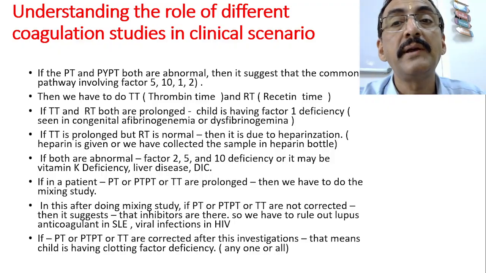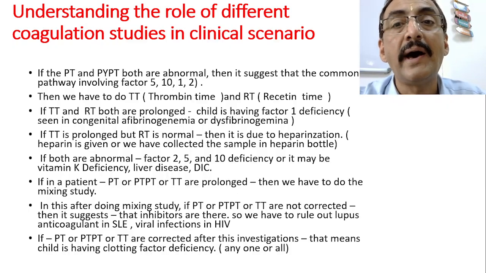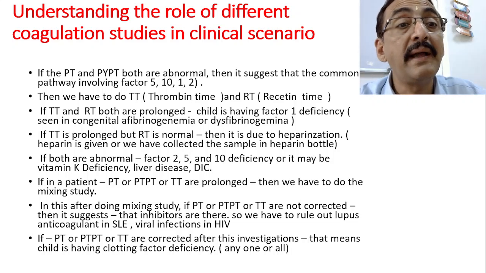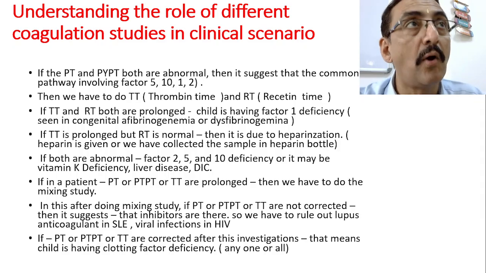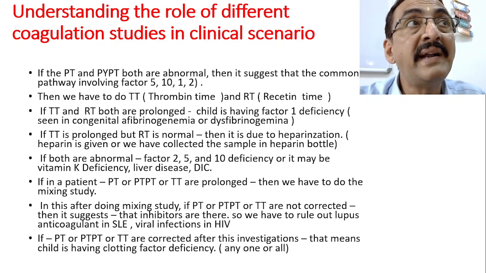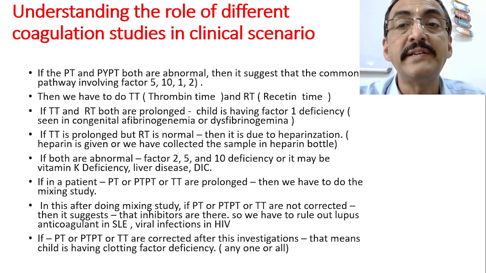In the common pathway, to identify the problems of the common pathway, we have to go for thrombin time and also RT, reptilase time. If thrombin time and reptilase time both get prolonged, okay, then the child is having factor 1 deficiency. Factor 1 is fibrin, factor 1 deficiency, okay, if both are getting increased.